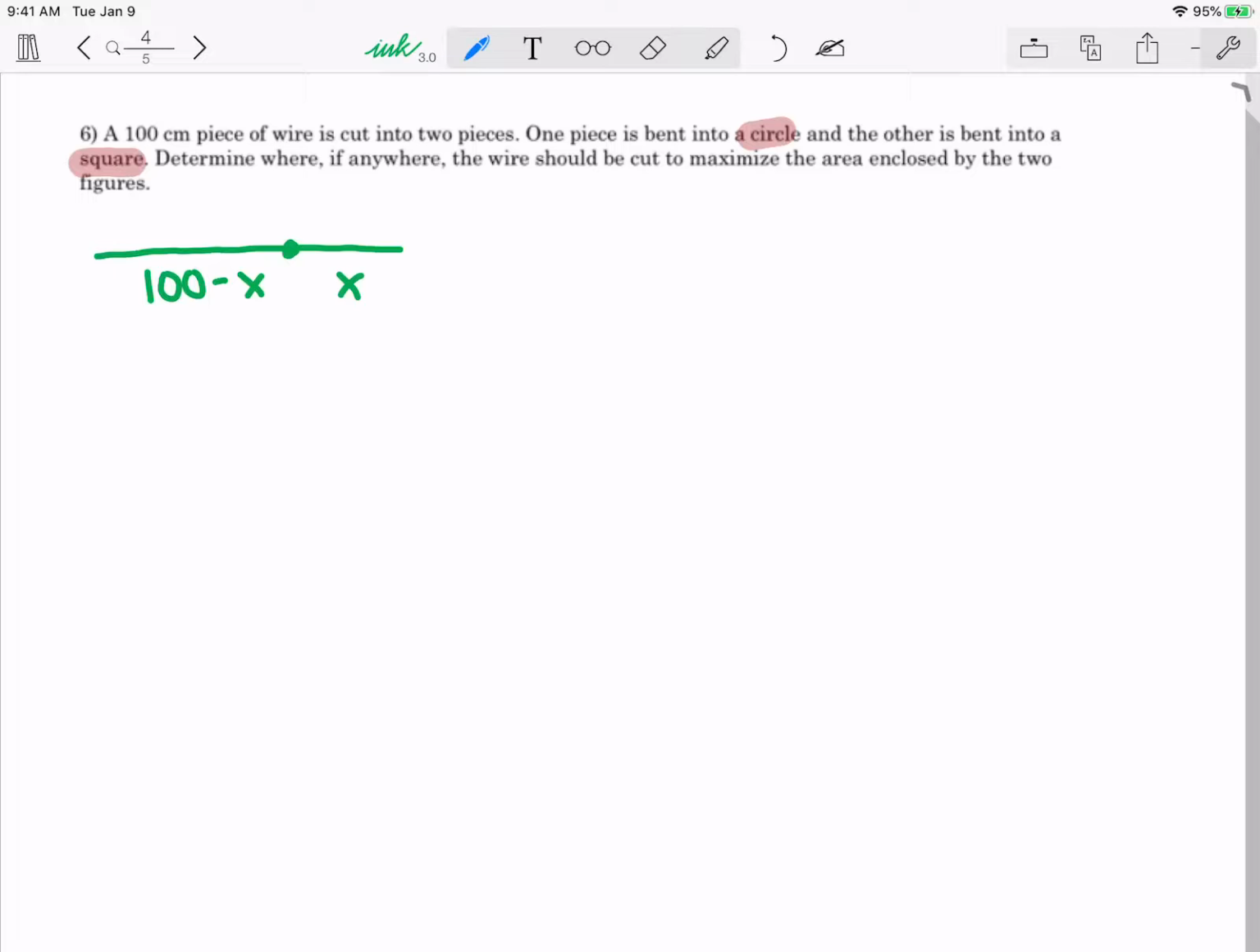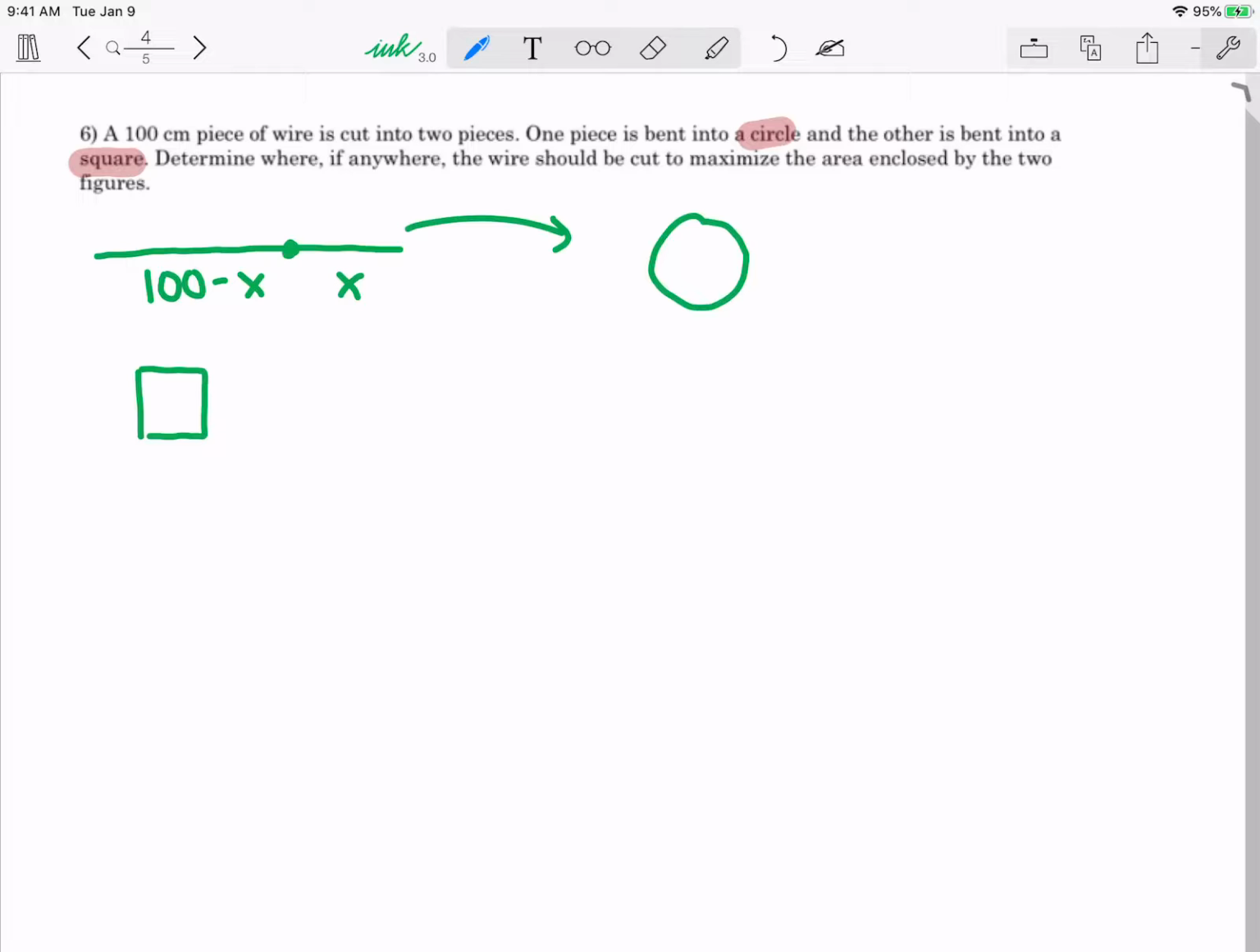Now, here's where you have options in terms of where you can go with which piece. I'm going to turn the left piece into a square because I think it's going to be easier to work with 100 minus x being the perimeter of my square versus x being the circumference of my circle. So you have to think about what these pieces of wire become.